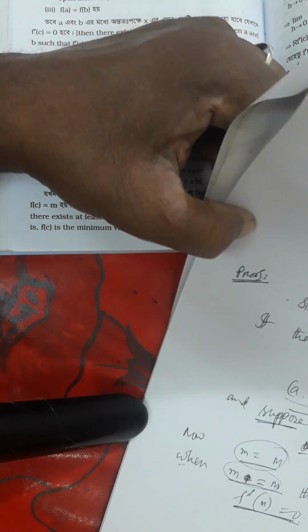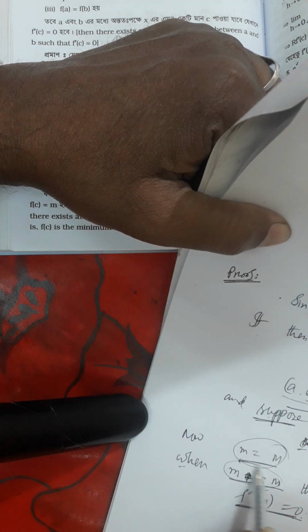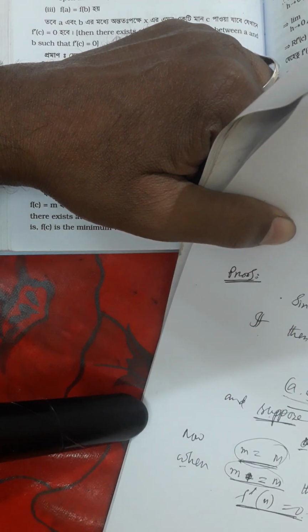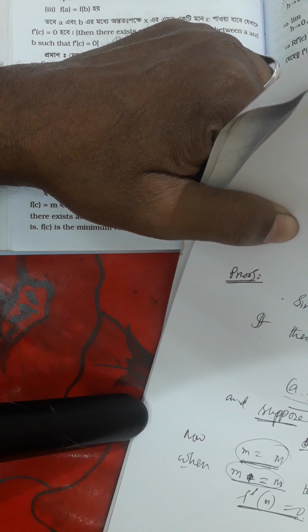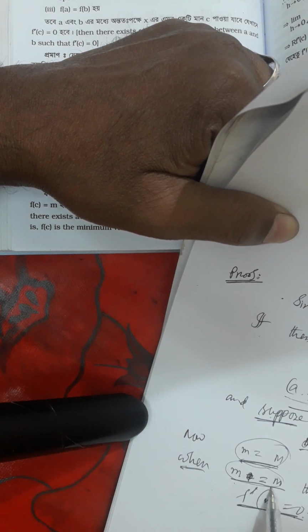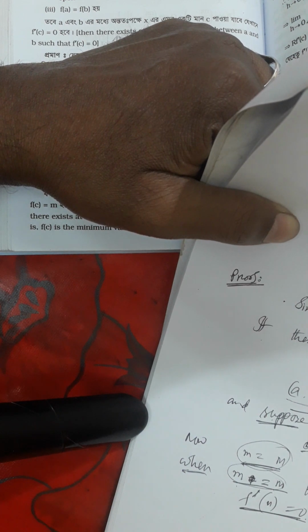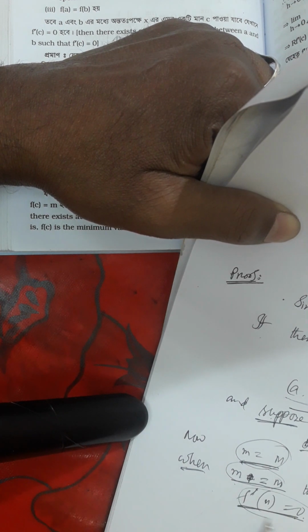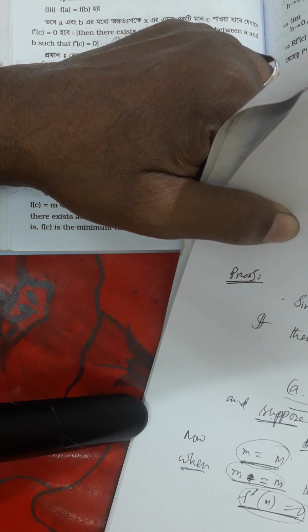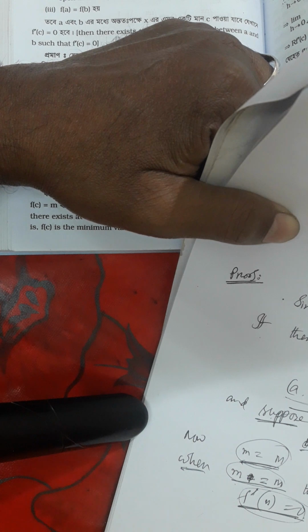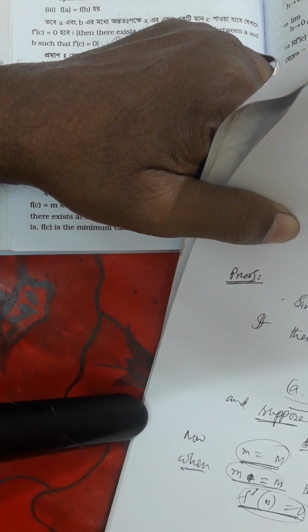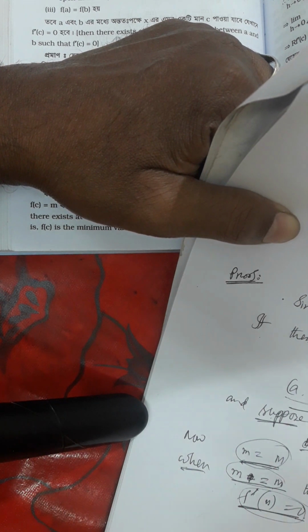Again, firstly M equals m, and M not equal to m. When M equals m, then f of x is constant, memorize this. If f of x equals a constant, then the derivative f prime x equals 0, then at x equals c, f prime c equals 0, where c takes values from a to b.